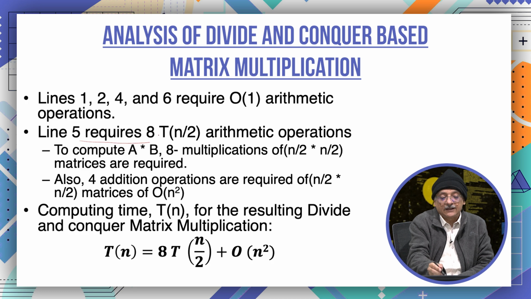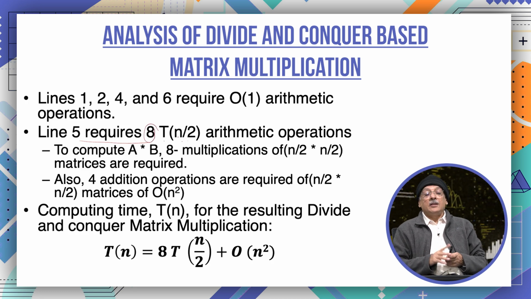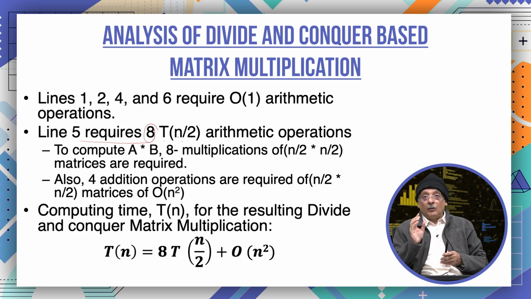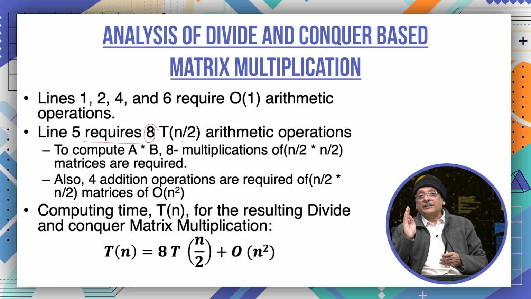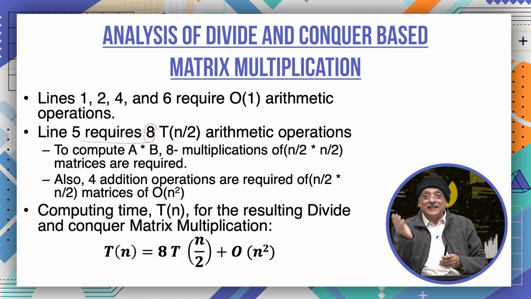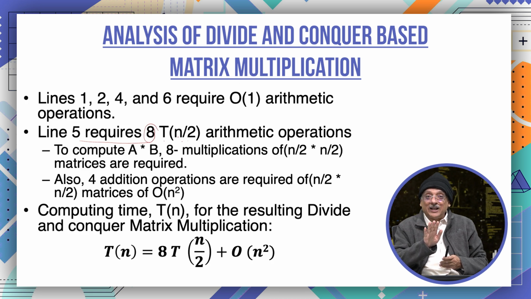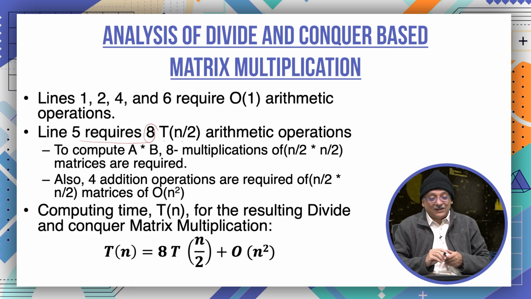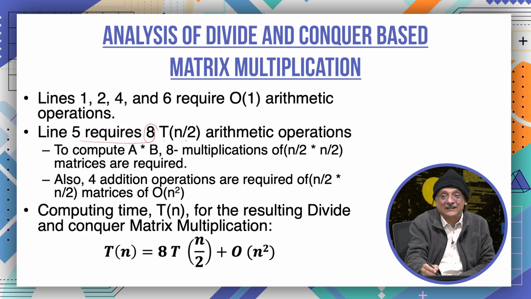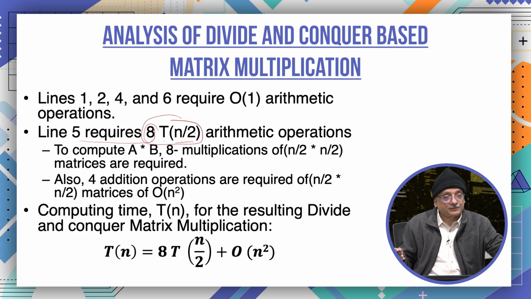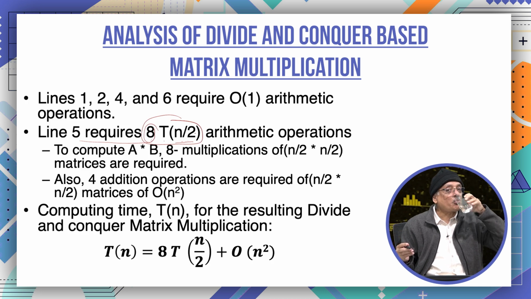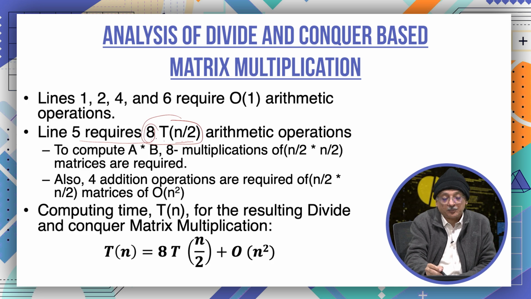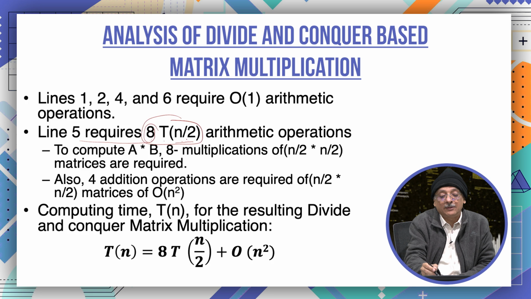Line 5 requires 8 multiplications. Now, please note, we are multiplying an n by 2 matrix with an n by 2 matrix, because we are dividing. But how many multiplications are we performing? 8 multiplications. So your division is n by 2 as far as the size of the problem is concerned, but the number of multiplications required is 8. So our recurrence term for this is going to be 8T(n/2).